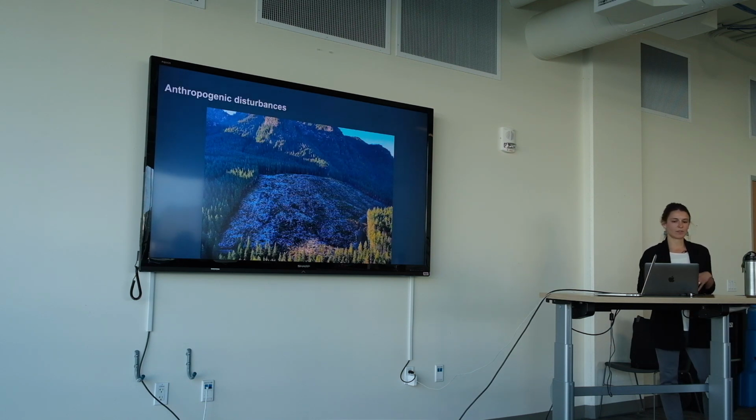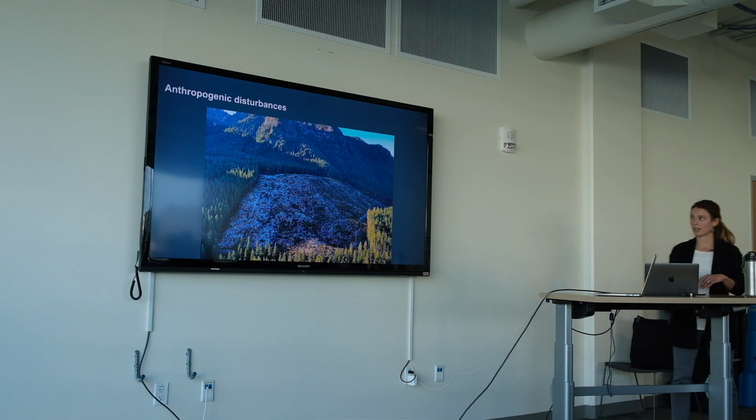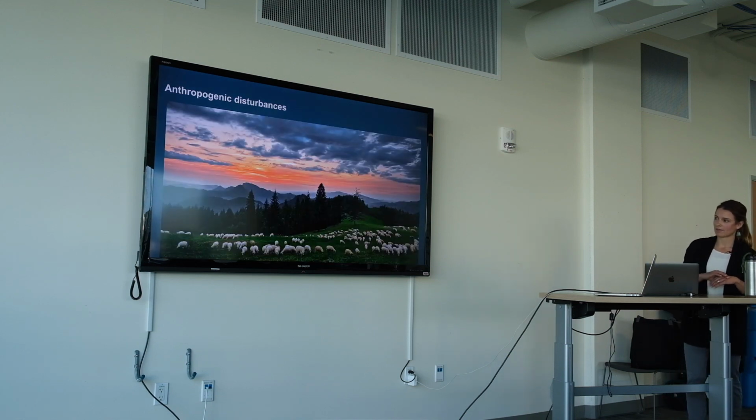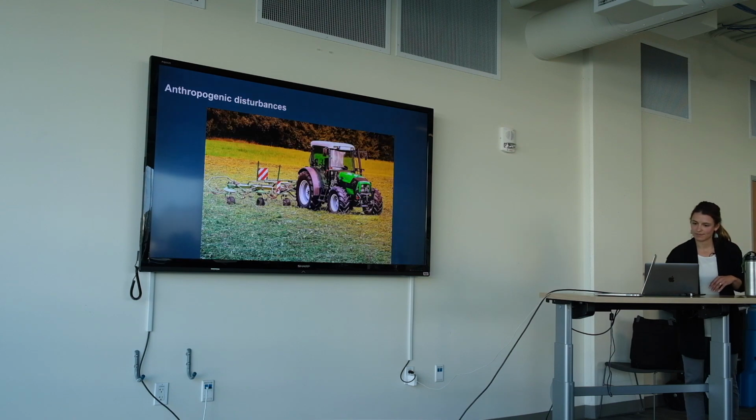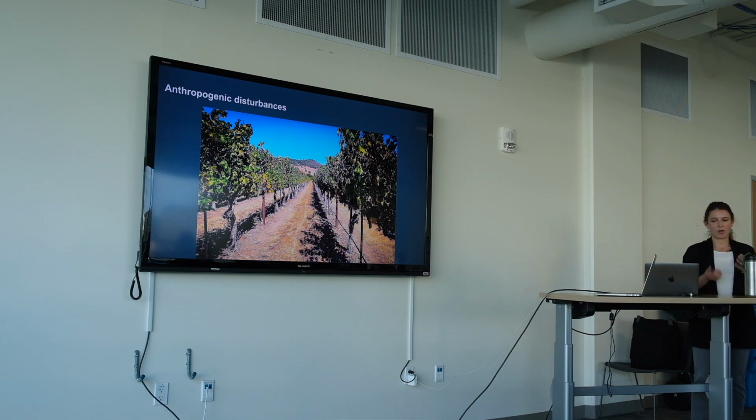And then some examples of human-caused disturbances include clear cutting, grazing, and mowing. And along with mowing, a lot of ecosystems have been changed by agricultural expansion, and an example of that is just in our neighborhood in Napa and Sonoma counties, where vineyards have expanded into what used to be natural oak woodland.